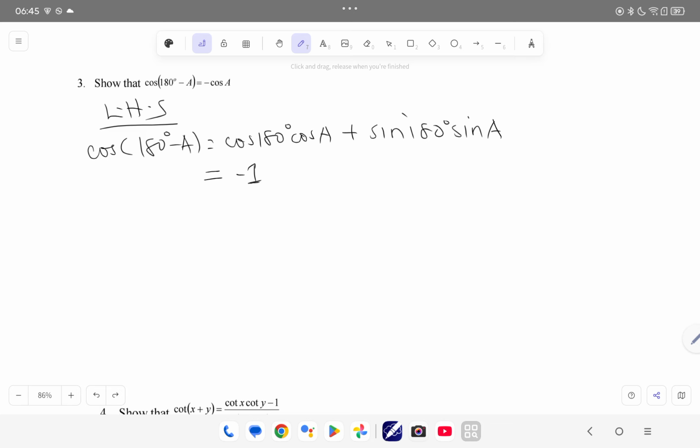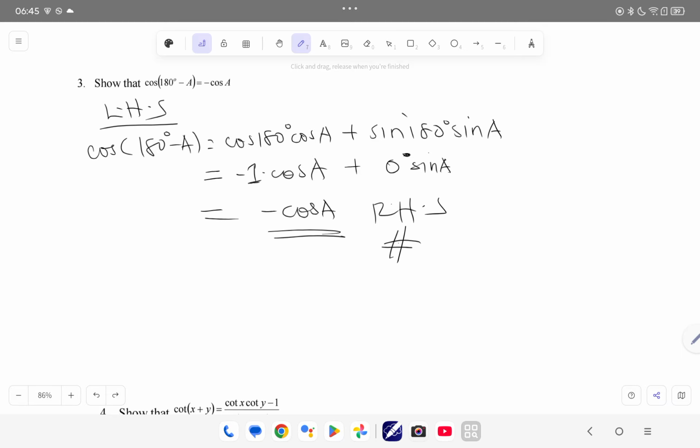Now negative 1 times cos a plus sine 180 degrees is 0, then times sine a, which is negative cos a plus 0, which is negative cos a. This gives us our right hand side as required.